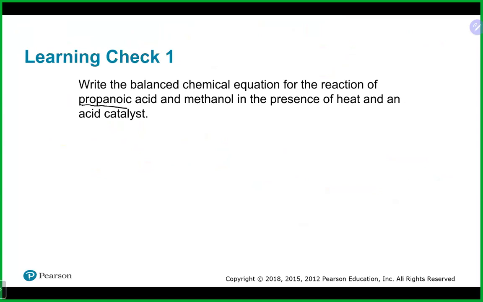So we're going to take propanoic acid and add it to methanol. Okay, let's take a look. Once again, since we need to draw these structures, always work backwards. So we'll start with the first one here.